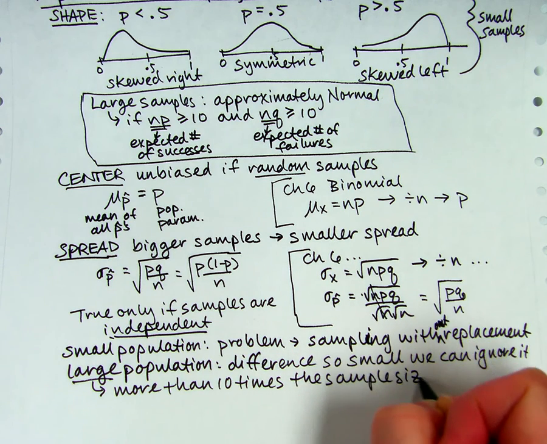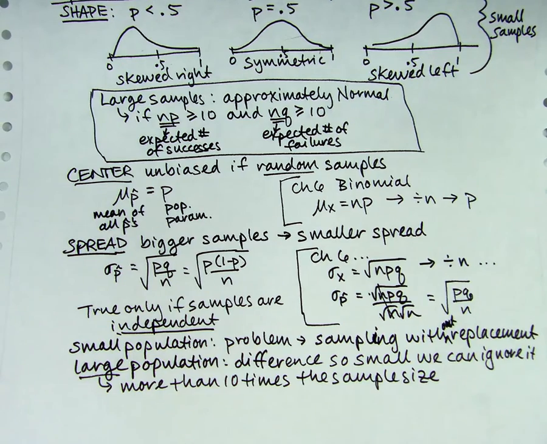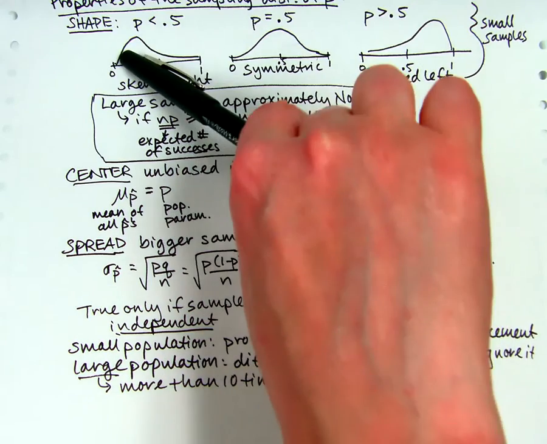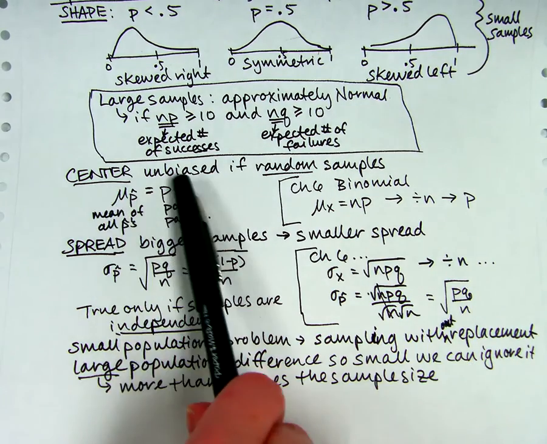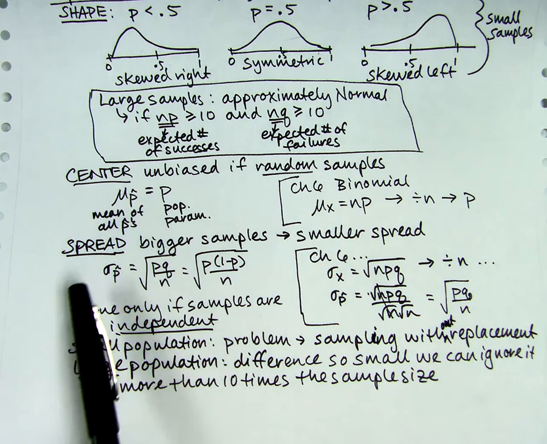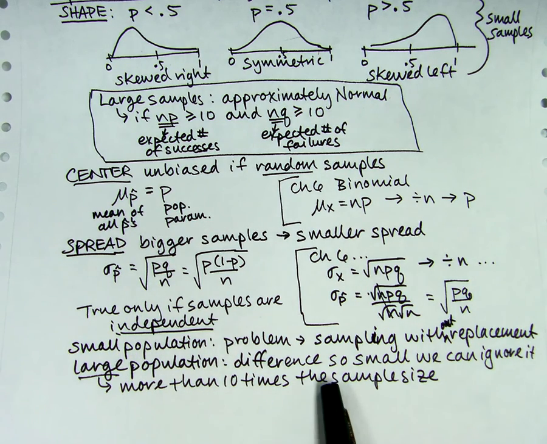And we're going to come back to those conditions later on, and we're going to see them over and over again. We're going to see that the shape, we can only assume it's normal if this is true. The center, we can only assume it's unbiased if they're random. And the spread, we can only assume that it's independent if we have a large enough population.